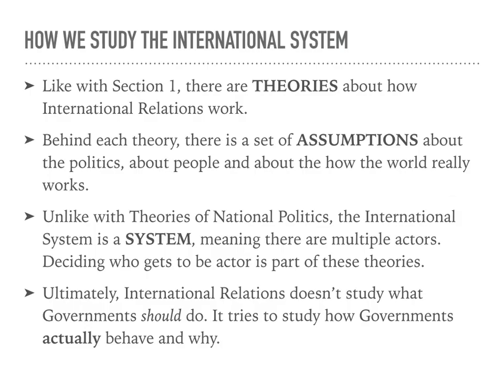So, as we said, just like with Section 1, there are some theories about how international relations works. But behind each theory, you have to consider that there's a set of assumptions, a bunch of hypotheses that you have to take as true, about politics, about people, and about the world itself, because otherwise you cannot proceed. There are certain things that you have to take as a given.